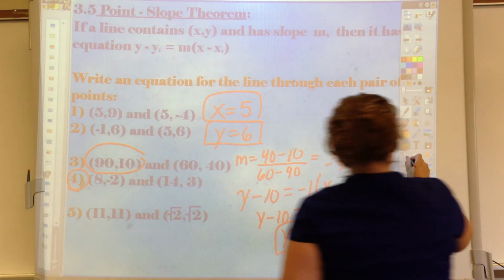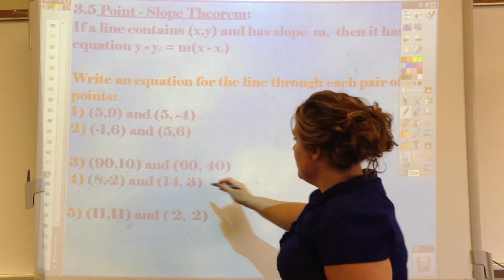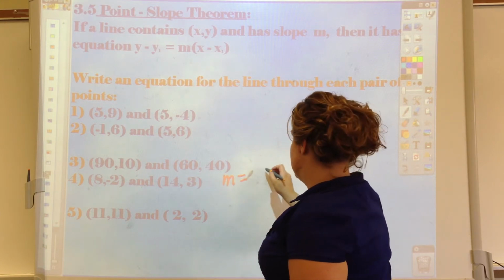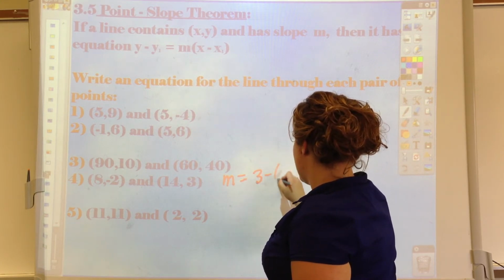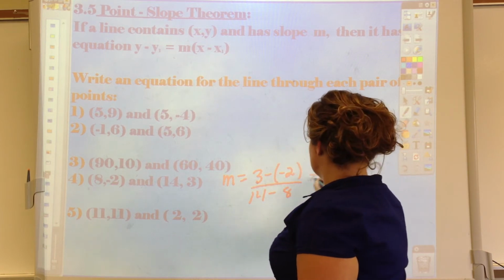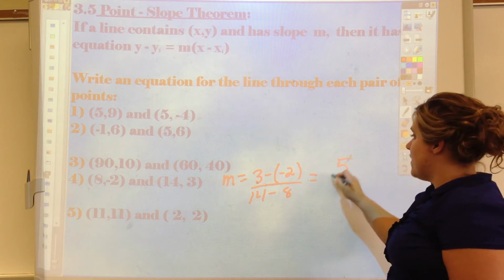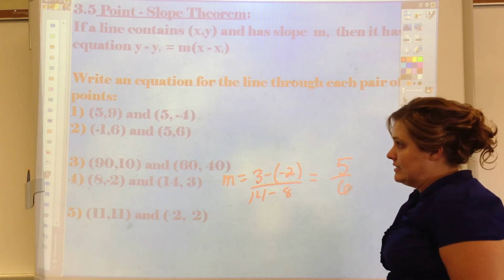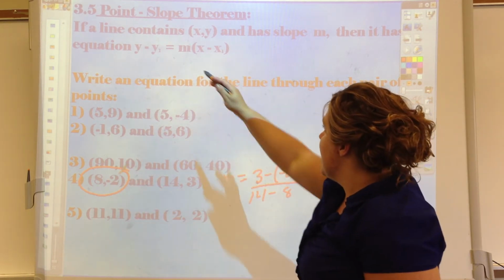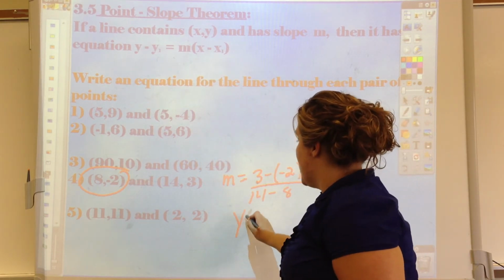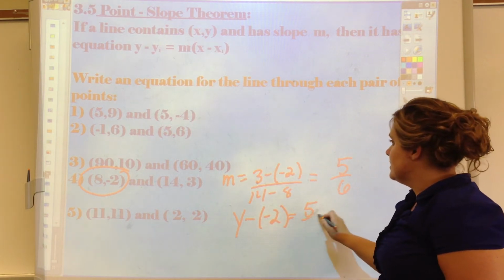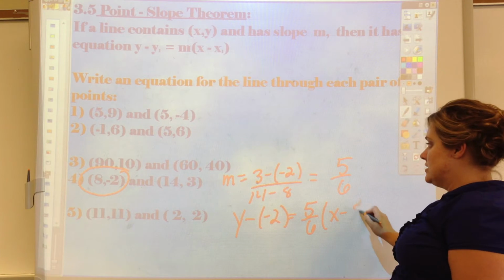All right, let's see how you did. For number 4, first I'm going to find my slope, and I'm going to do that by taking the difference in y and dividing it by the difference in x. And in my numerator I get 5, and in my denominator I get 6. Then I'm going to use this first point, x1, y1, and plug it into my equation. Y minus -2 equals 5/6 times x minus 8.